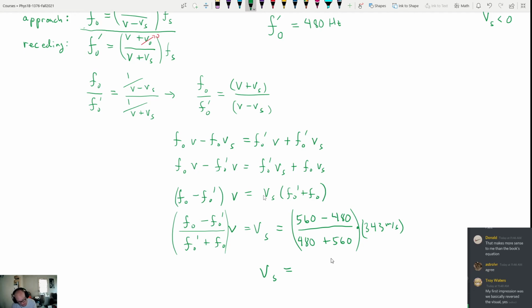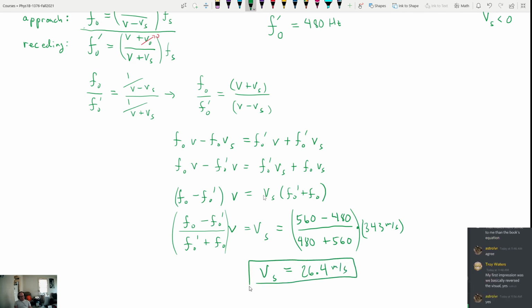So this is basically how a radar gun works. It takes the change in frequency and it converts it back into a velocity. Divide that by 480 plus 560, and then multiply by 343. 26.4 is what I get. Do you all agree? That's about 50 miles an hour. That's a pretty reasonable number. Maybe a little bit more.